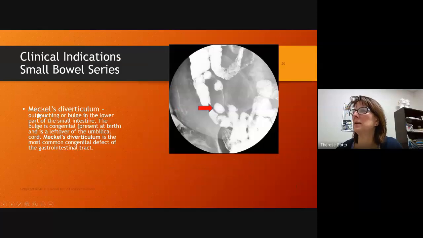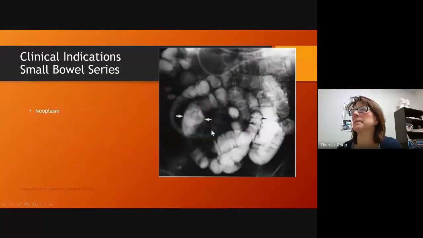This is Meckel's diverticulum right here, which is an outpouching or a bulge in the lower part of the small intestine. The bulge is congenital, meaning it's present at birth. It's a leftover of the umbilical cord. It's called Meckel's diverticulum, the most common congenital defect in the gastrointestinal tract.